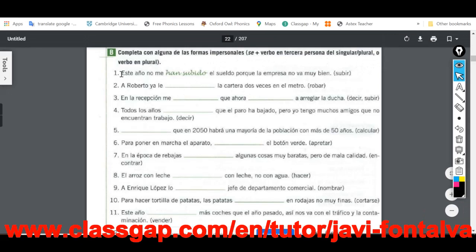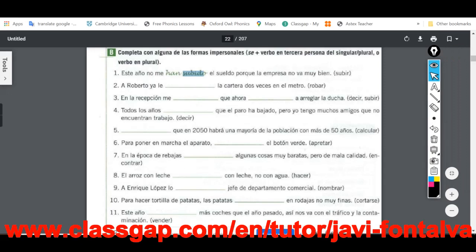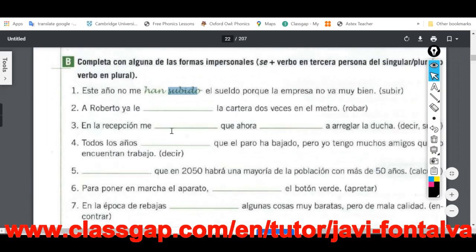So, for example, the verb or the plural plus. Este año no me han subido. This comes from the verb subir. Subido is raised. So subido helps raise the salary or something like that. Exactly. Literally, this year they have not raised my salary. Because the company is not doing well. Exactly, it's not doing well. No va muy bien.